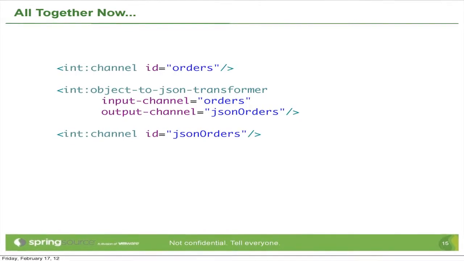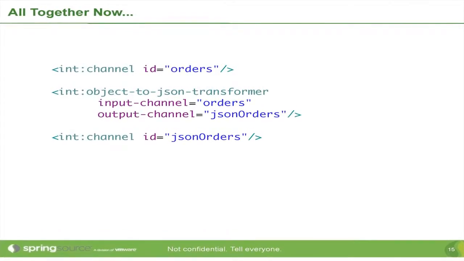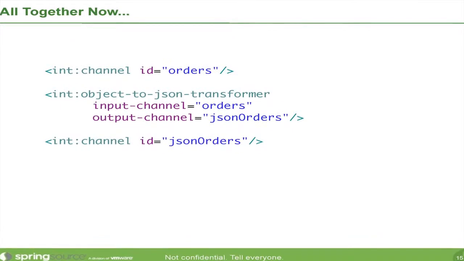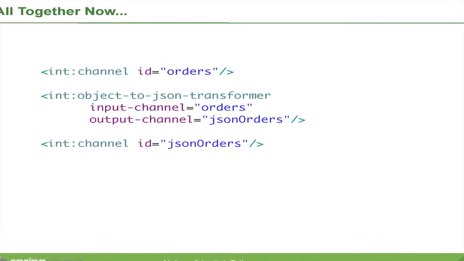So here, I've got an object-to-JSON transformer. This is a component, it's an endpoint, right? And it has an input channel, orders, where it's expecting to get order objects. And then it'll do its work, which is to convert that object into JSON. And then once it's done, it'll send the reply out to the output channel, right?